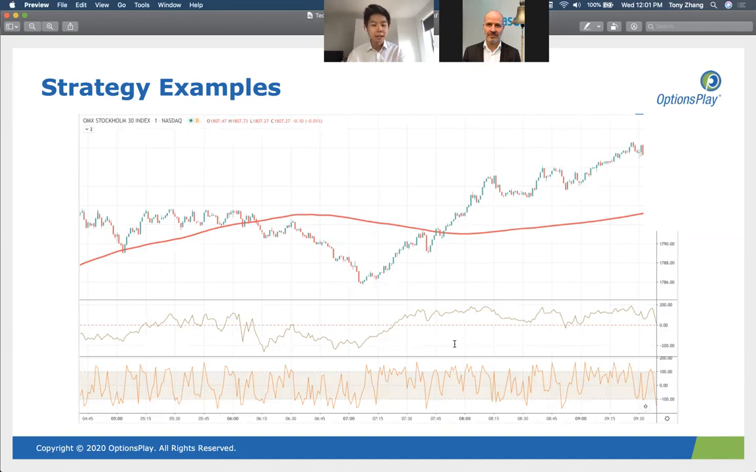So here's an example of the OMXS30 index. This was a fairly recent 1 minute chart, so each bar on this chart represents 1 minute. I typically use almost no indicators on the chart itself, because I think the most important thing is to learn how to read the chart itself first before anything else. You don't want too many indicators because that sometimes can confuse you. Use the chart itself as your primary indicator.